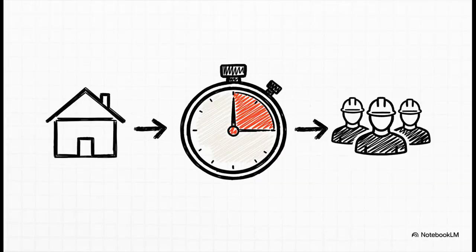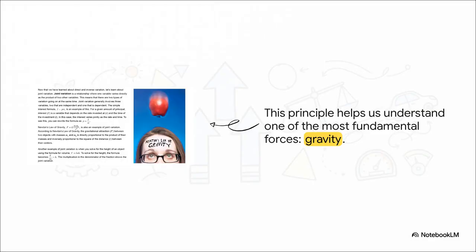It also shows you how to build stuff way more efficiently. Like, how long does it take to frame a house? Well, it depends on two things: the size of the house and how many people are working on it. This is the math that actually gets things done in the real world. And if you think that's cool, get this. The very same principle helps us understand one of the most fundamental forces in the entire universe: gravity. From your bank account to black holes, it's all connected by this one simple idea.